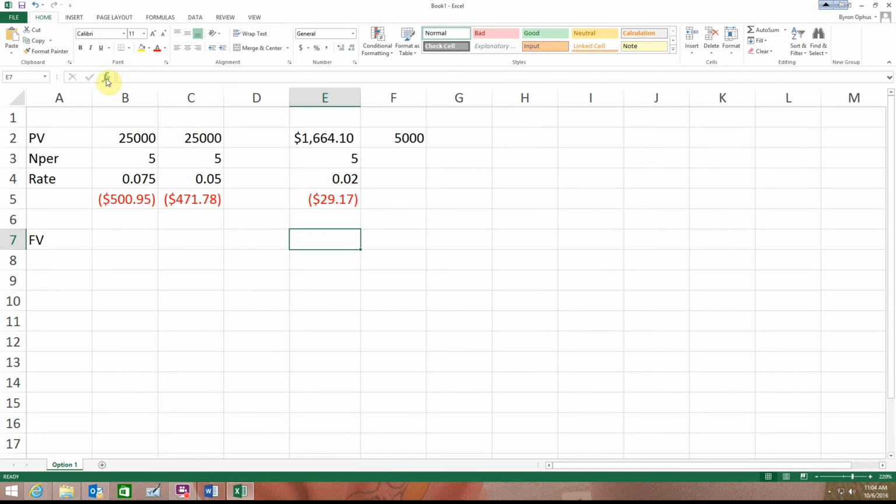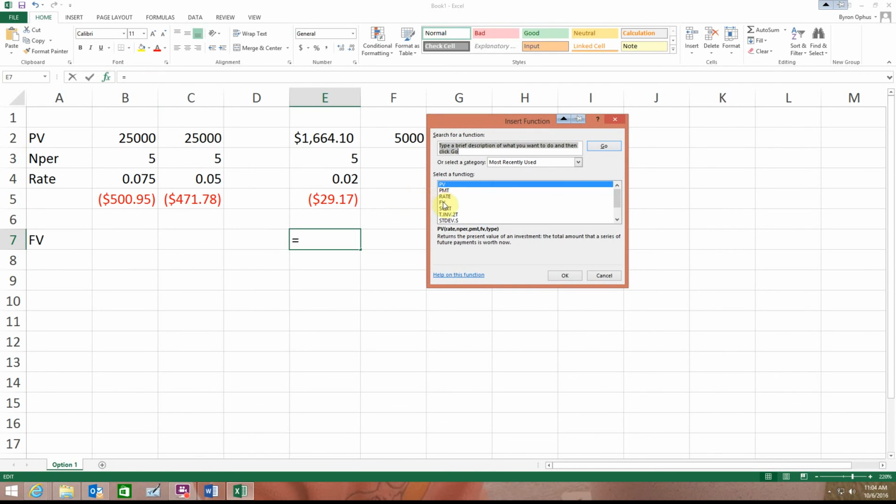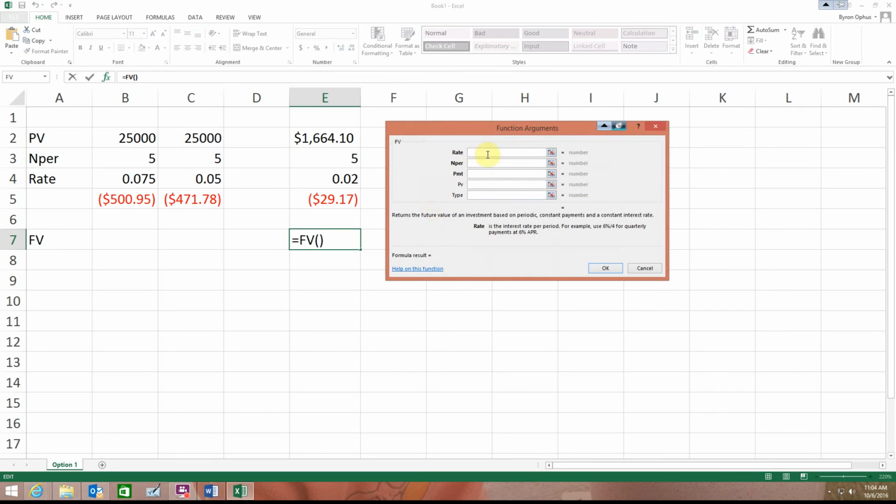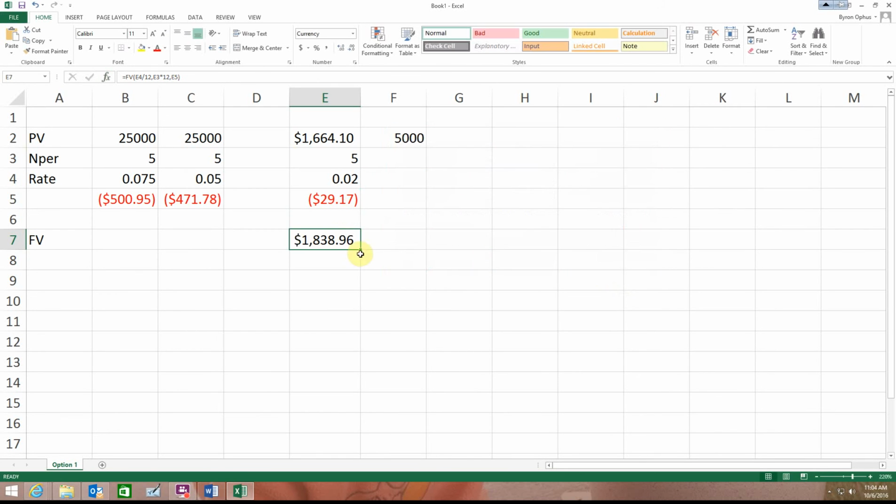Okay, so what do I do? Well, I'm going to solve for future value, so I'll go there. Okay, and my rate, and again, I got to divide it by 12 because I'm going to be putting that in there each month. My number of periods is that, but I got to multiply it by 12 because I'm going to be putting that in each month. Okay, and then it's a payment amount, right? Ooh, so if I save that $29.17 and invest it at 2%, if I can get 2%, I'd have $1,838.